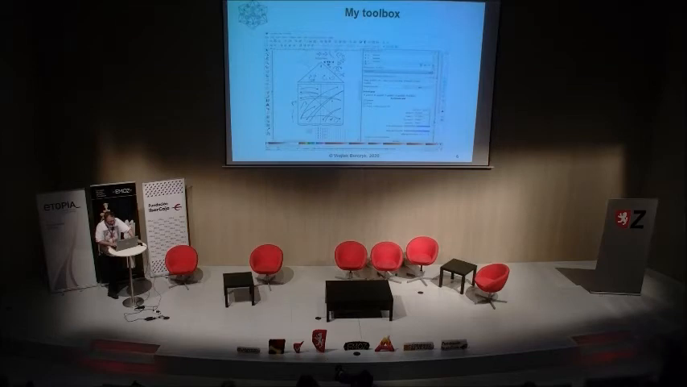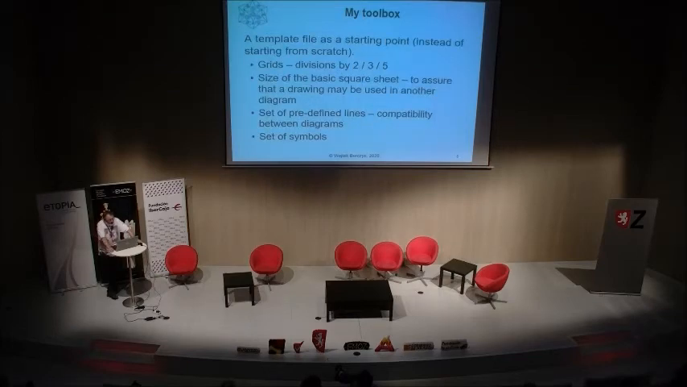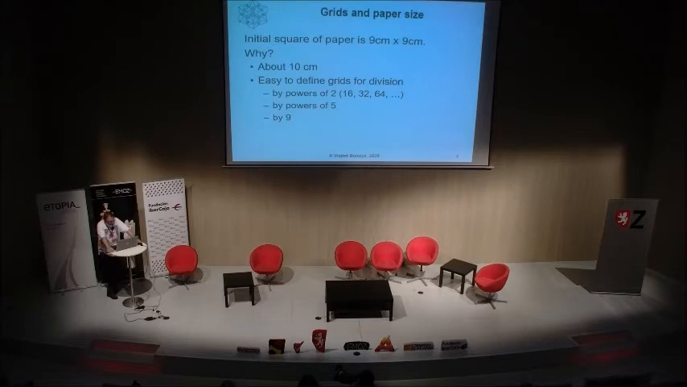So what does my toolbox actually contain? It is a template file which I use as a starting point. It has grids, the size of the basic square sheet, some set of predefined lines and arrows, and a set of symbols, and I will go step by step.